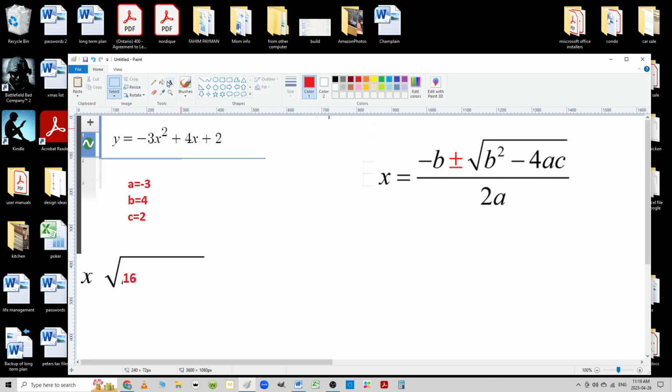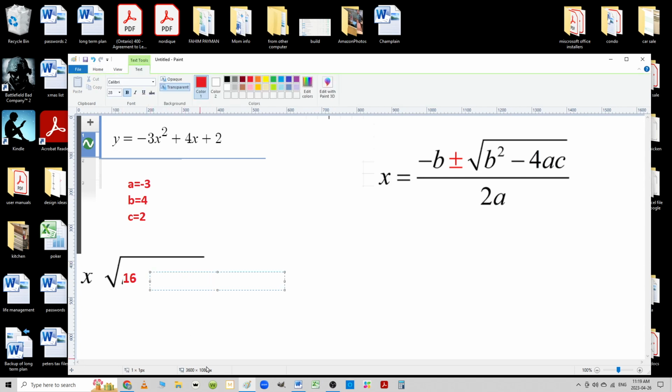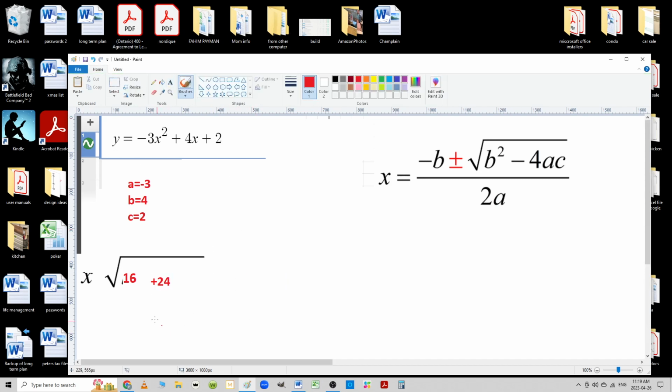Right away, you should notice that your discriminant, 16 plus 24, is a positive number. It's square root of 40. As soon as we see that this number in here is bigger than 0 and positive, we know that there are two roots. Don't worry, we'll do another example. But that means I have square root of 40 as the discriminant. I may continue now. Just remember the discriminant, square root of 40.